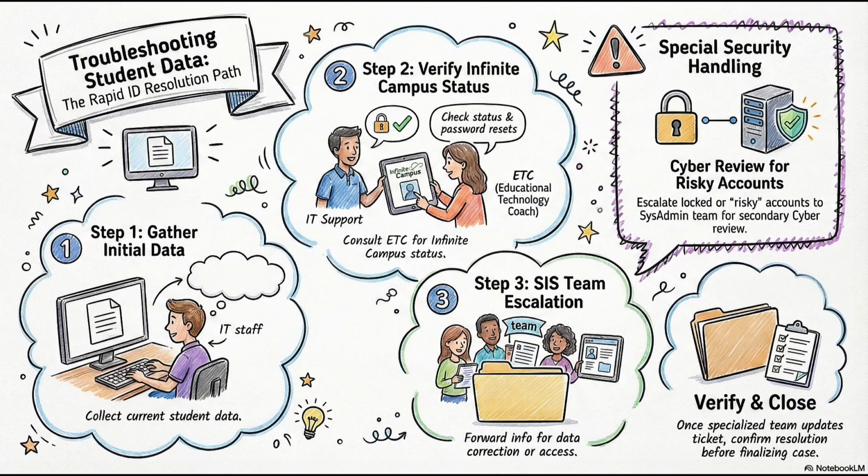Third, escalate standard issues. If the data still needs correcting or access needs granting, gather all the info you just found and escalate the ticket to SIS, Student Information Services, specifically routing it right to the Infinite Campus team.